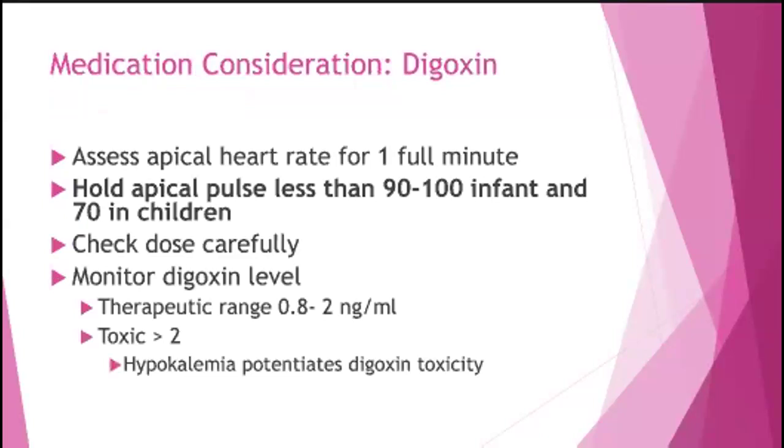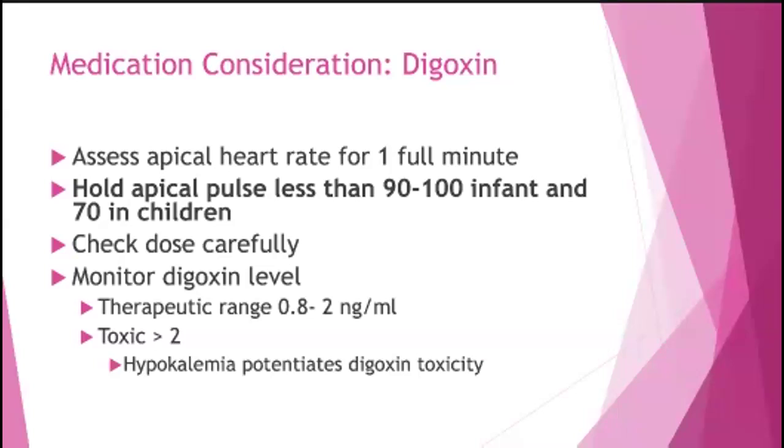So this is just some medication stuff. Digoxin is a cardiac glycoside that strengthens heart contractions and improves cardiac output. It's commonly used in children with heart failure and certain dysrhythmias. Always assess the apical pulse for a full minute before giving digoxin.